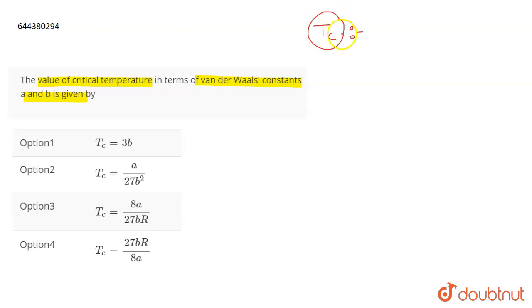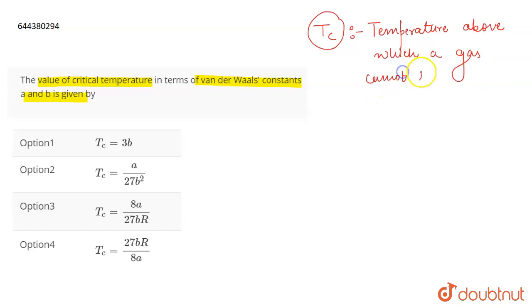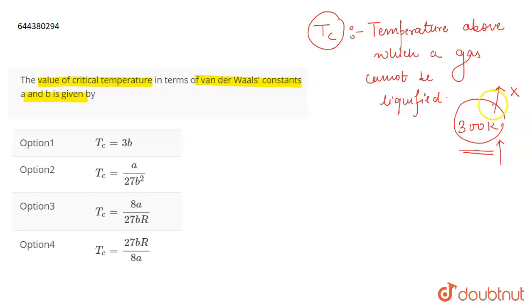Now, this is defined as the temperature above which a gas cannot be liquefied. Okay, so if a gas has a certain critical temperature, for example, it has a critical temperature of 300 Kelvin, now this gas can be liquefied up till 300 Kelvin only. Above this temperature, no liquefaction is going to take place. That is what the critical temperature is.